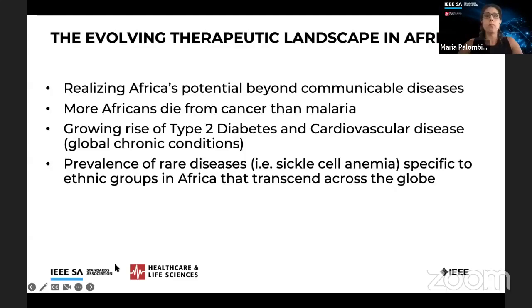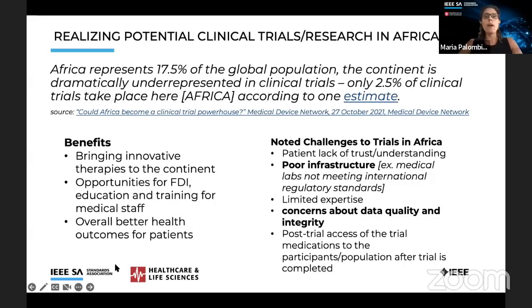So what does all this mean? We have to look at the fact that Africa represents 17.5%, so almost 18% of the global population, but yet only 2%, maybe 3% of trials take place in Africa, which is astonishing because this is where we talk about the potential for Africa in clinical trials.